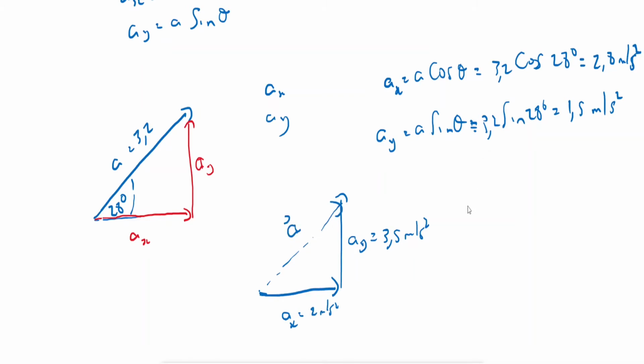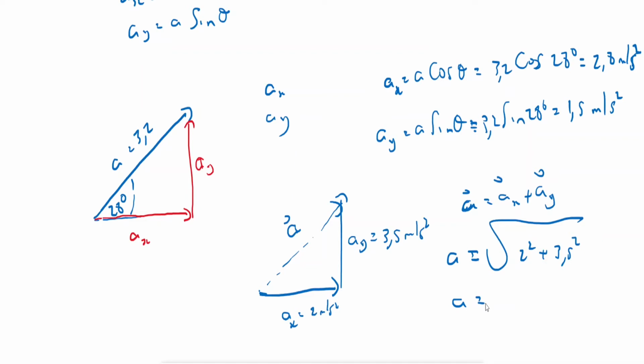All right, so what you could do, you could say, well, the magnitude of A, remember, is going to be the sum of AX plus AY. So which means that the magnitude of A will be the square root of AX, which is 2 squared, plus 3.5 squared. Okay, so which means that A is going to be equal to the square root of 2 squared plus 3.5 squared. And that is basically 4 meters per second squared.